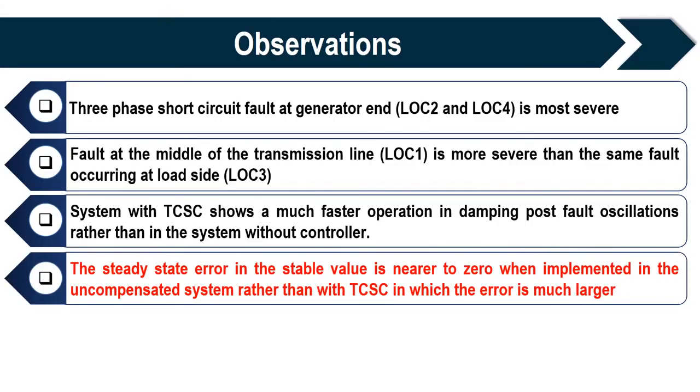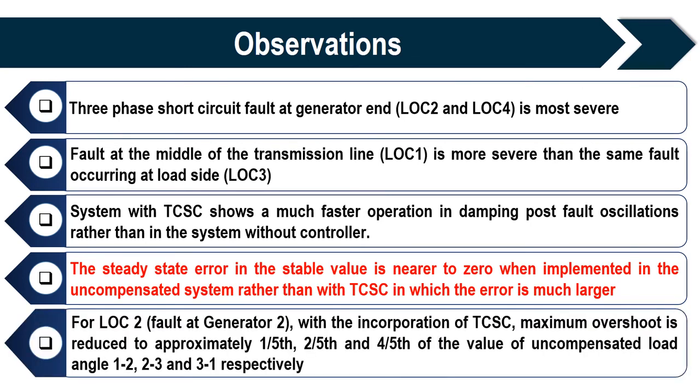Now these are the results which are quite similar to the one we obtained for the StatCom. However, there is one main important difference, which is here. The steady state error in the stable value is nearer to 0 when implemented in the uncompensated system rather than with the TCSC, in which the error is much larger. This is the main difference between the results of TCSC and the StatCom.